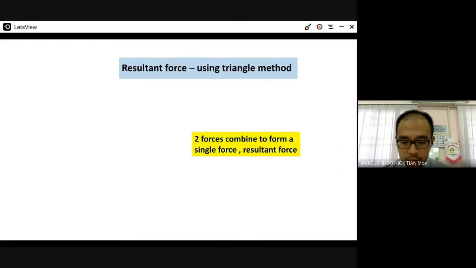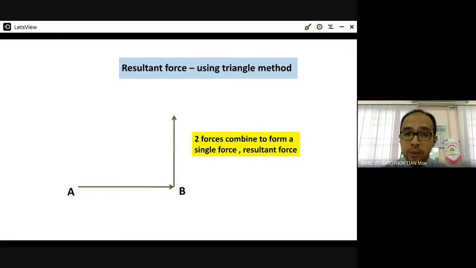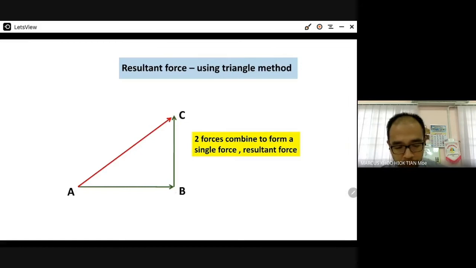So there are two methods to do this. One is if we use the triangle method. Last week we learned that when we use the triangle method, we can get a resultant force like this. So if you have to the right and to the up, then the resultant force is this one.